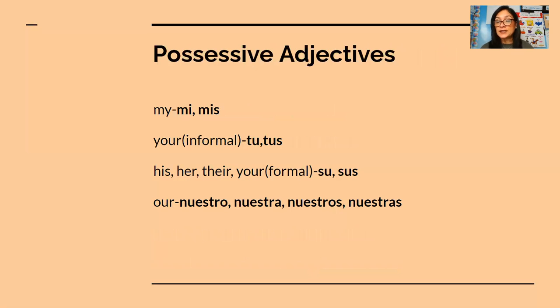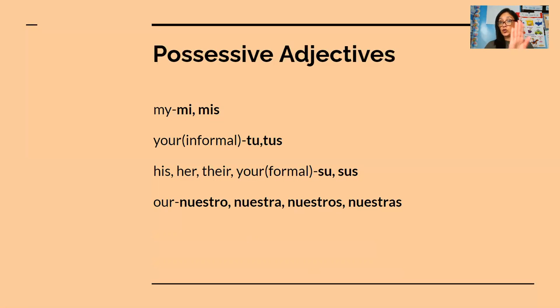Possessive adjectives. Some of you had some difficulty with this. It's pretty simple. Para decir, to say my, we say mi. If we're talking about what we own, is one thing. For example, my marker, mi marcador. But if I have more than one marker, then it's markers. So I don't say mi, I say mis marcadores.